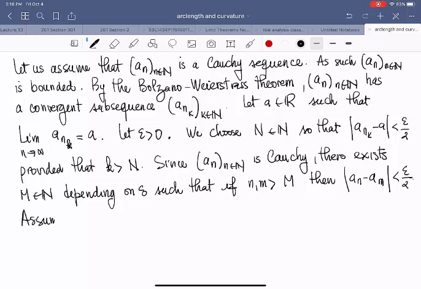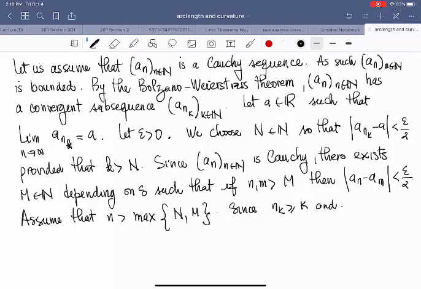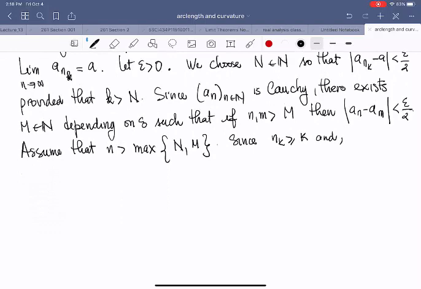Okay, now assume that little k is actually bigger than the maximum of N and M. Since n_k is greater or equal to k, we have proved this by induction before, but if you don't remember, pause the video and check. Okay, prove it for yourself. So we have that n_k is bigger than k for every natural number k. So put k instead here.